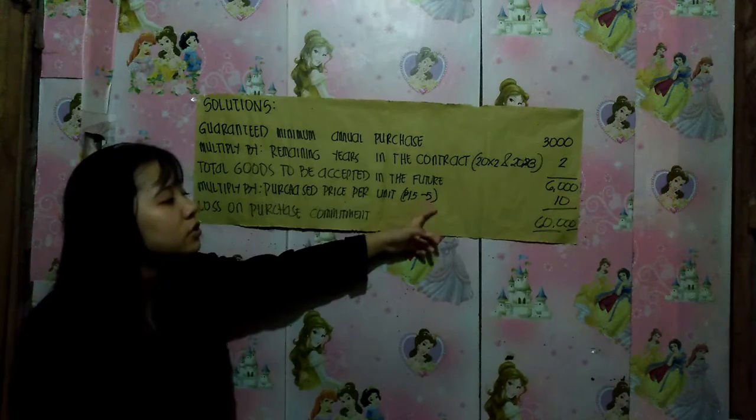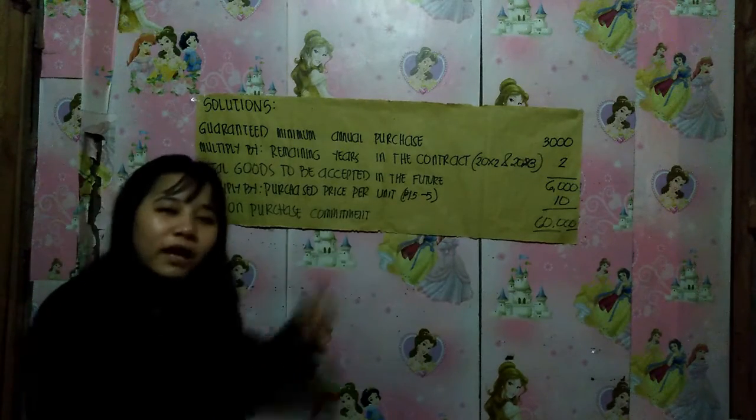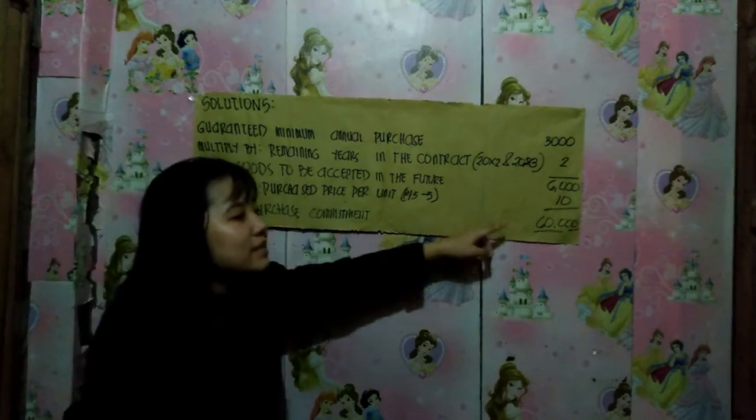But Shako believes that the microchip can be sold at 5 pesos per unit. So that 5 pesos per unit is called the salvage value. So, 15 minus 5 equals 10. So, the loss on purchase commitment is 60,000. How? 6,000 times 10 equals 60,000.